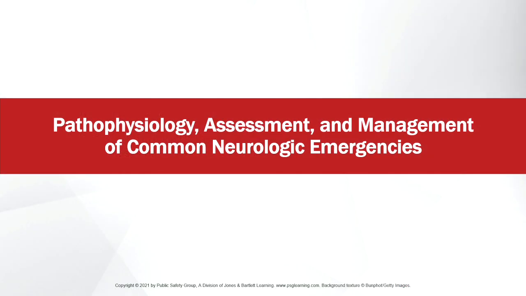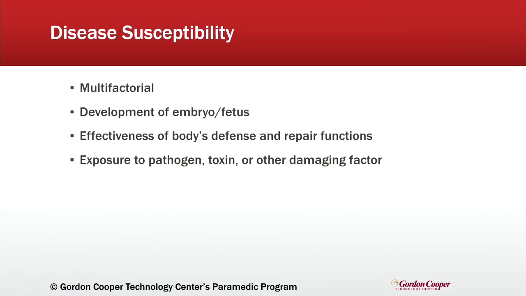The next section, we're going to talk about some common neurological emergencies that we see in the field. It's important to point out that how susceptible someone is to a particular disease often arises from multiple factors rather than a single cause. In the early development stages, there can be significant things that will influence long-term health. Genetics and environmental factors during this period may predispose individuals to certain diseases.